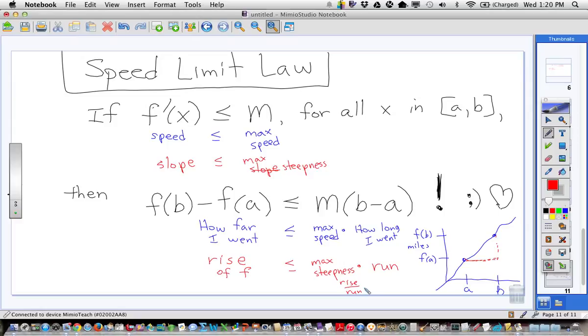So this says in slope language, if you know something about the slope of f, then you know something about how fast f is going up or down, how far f is going up or down over a certain run. Okay? All right, so the blue is rate of change language. The red is slope language. This is called the speed limit law. There's going to be some problems.